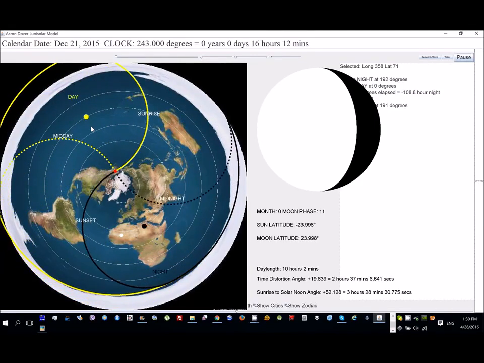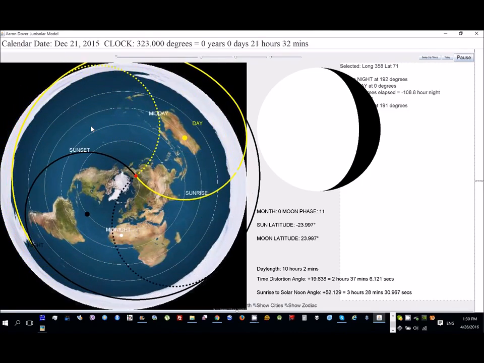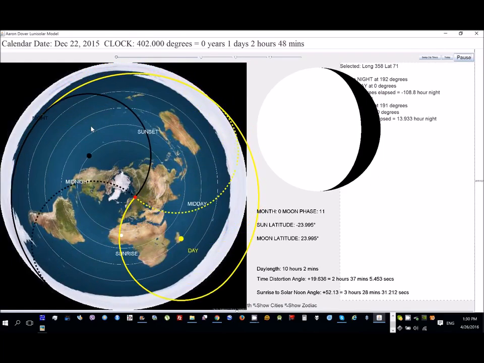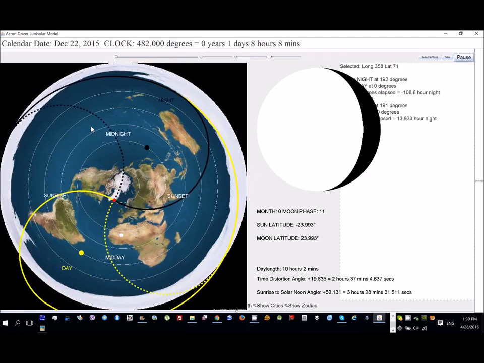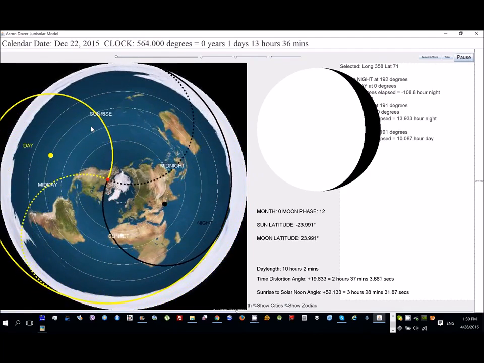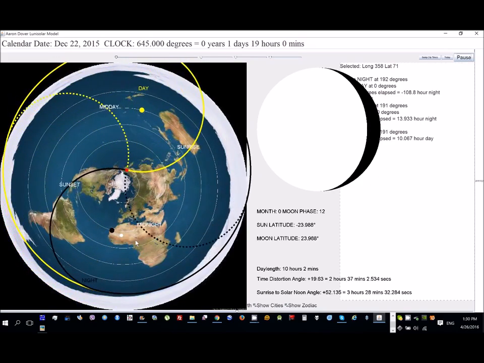Hello, this is Aaron, and I just wanted to do an update about day lengths because I've made some progress in how to calculate the day lengths from my model so that I can test those day lengths against reality and against other models.